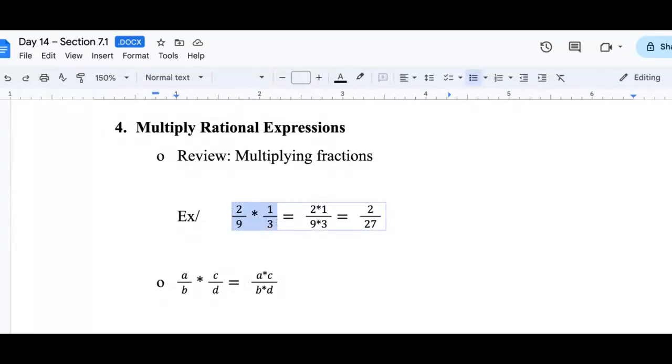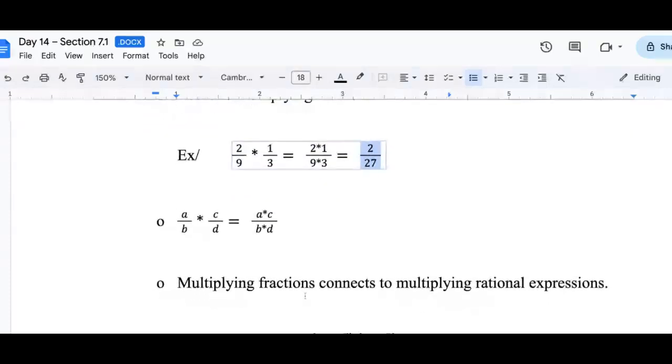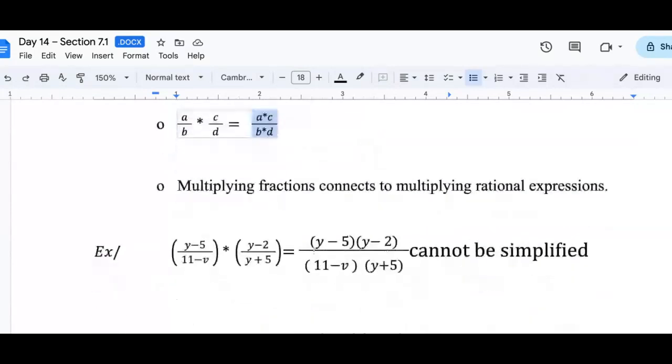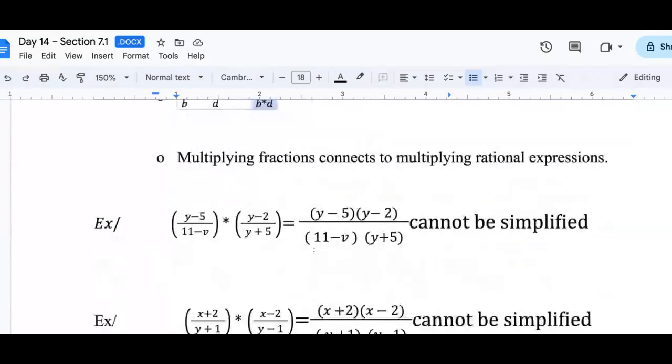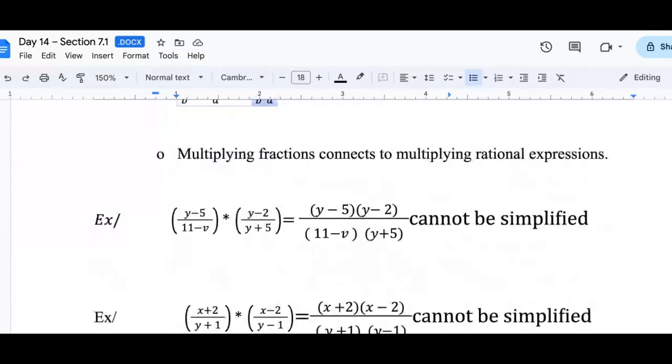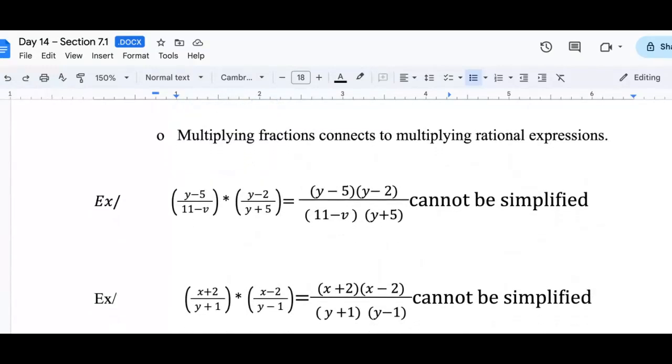So let's remember how to multiply two fractions, which is multiply the numerator with the numerator, denominator with the denominator. Then we look for common factors to simplify. In this case, there's none except 1. Usually we have a over b times c over d. That equals ac over bd. Multiplying fractions connects to multiplying rational expressions.